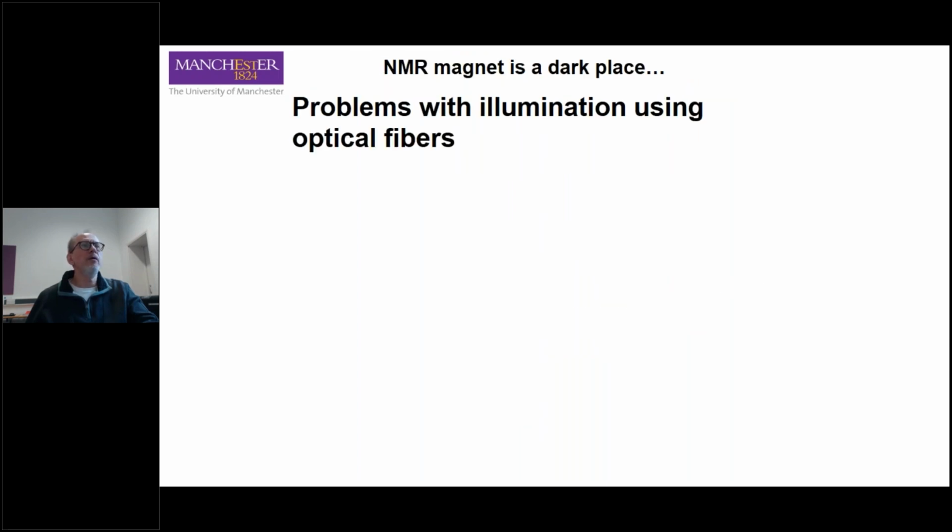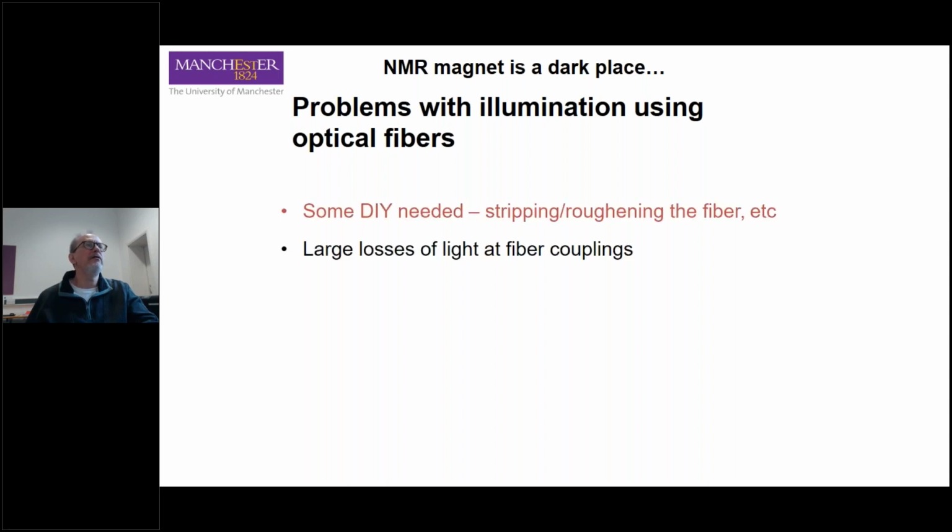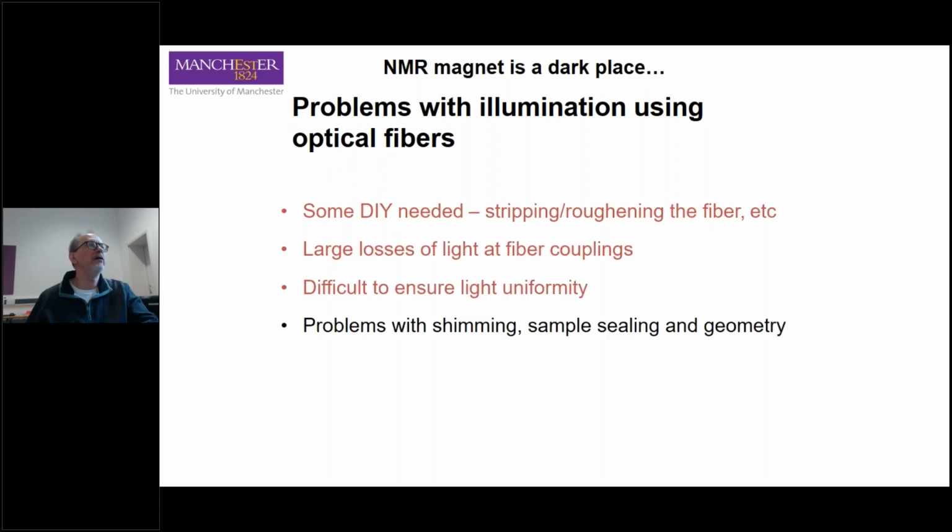So there are problems with using optical fibers. Some do-it-yourself may be needed, for example, stripping or roughening the end of the fiber. There are large losses of light at fiber couplings. It may be difficult to ensure light uniformity. There may be problems with shimming, sample sealing from moisture and air.